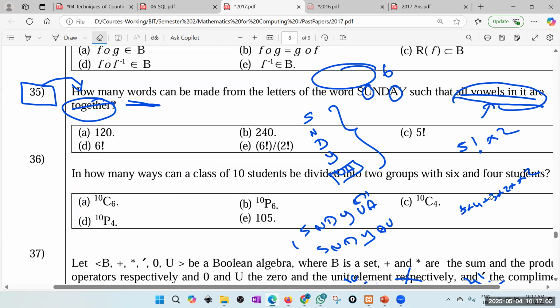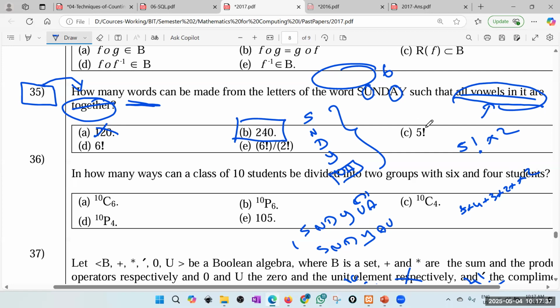I don't know whether my answer is correct. This is my answer. Let's see, 5 into 4 is 20. 20 into 3 is 60. 60 into 2 is 120. 120 into 2 is 240. So my answer is 240. Because 240 is an answer, I will not take 120. And of course, factorials 5, 5, 4, 3, 2, 1.